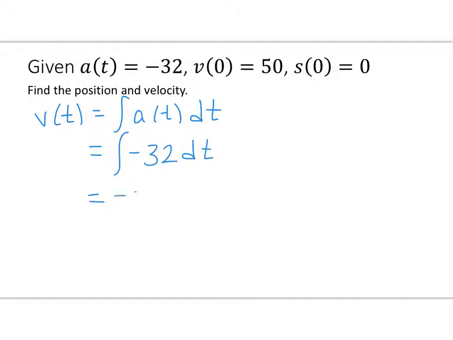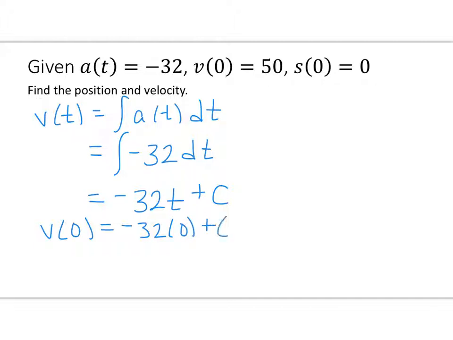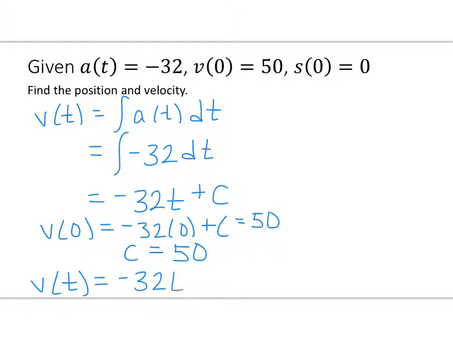So I would get negative 32t plus some constant because I don't have bounds. However, I know that my initial velocity, v of 0, is equal to negative 32 times 0 plus c, and that equals 50. So this tells me that c has to equal 50. So my velocity function v of t is given by negative 32t plus 50.